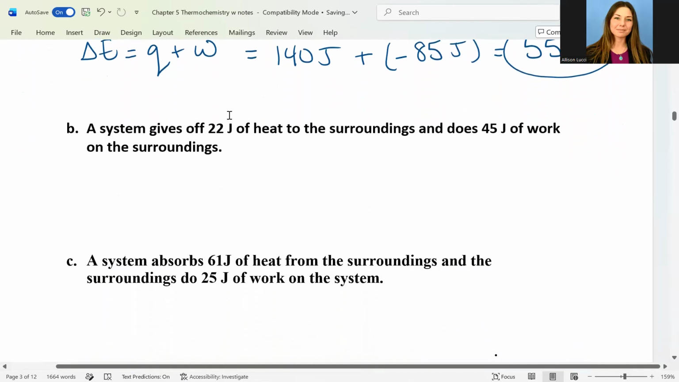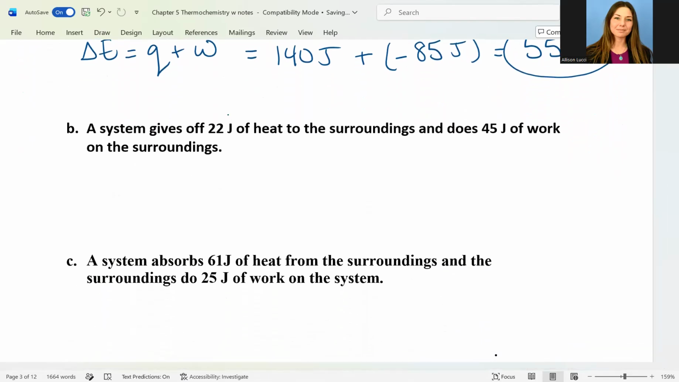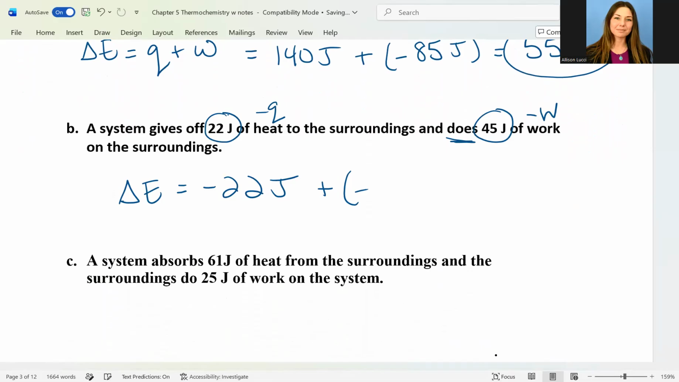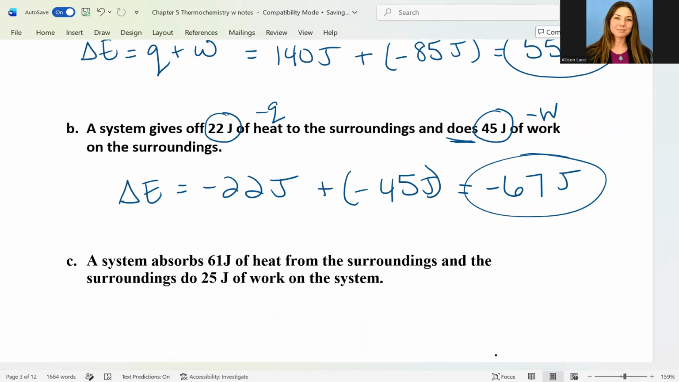Let's take a look at example B here. Now my system gives off 22 joules of heat, so that's a negative Q. So we'll plug in negative 22 joules plus my work. That's going to be does 25 joules of work on the surroundings, so that's also going to be negative. So I have 22 and 25, both negative terms. That's going to be negative 47 joules.